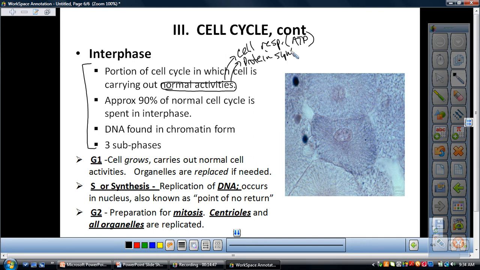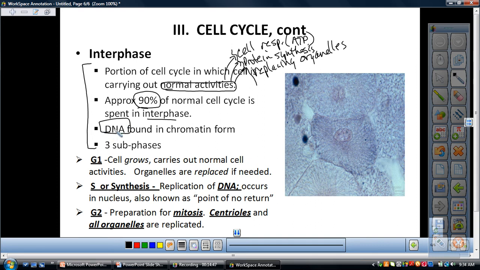What else is a normal activity? Protein synthesis, making proteins. We are definitely going to need a lot of proteins for cell division, but even if it's not going to divide, it's still going to make a lot of proteins. What else would be a normal activity? How about replacing organelles? Maybe a mitochondria is not functioning anymore and we need to get rid of it, so the cell will take care of it, recycle it, and replace it by making a new one. So all of those activities are going to happen during interphase. Like we said a minute ago, about 90% of the normal cell cycle is spent during this phase, because that's a lot of activity just to do those three things. Just to do normal activities in the cell takes a lot of time.